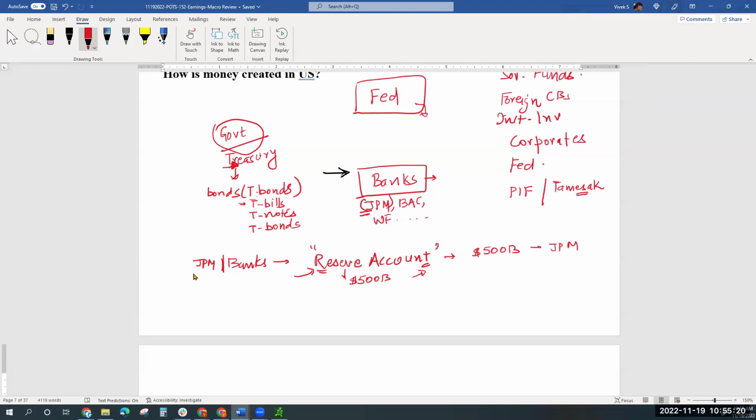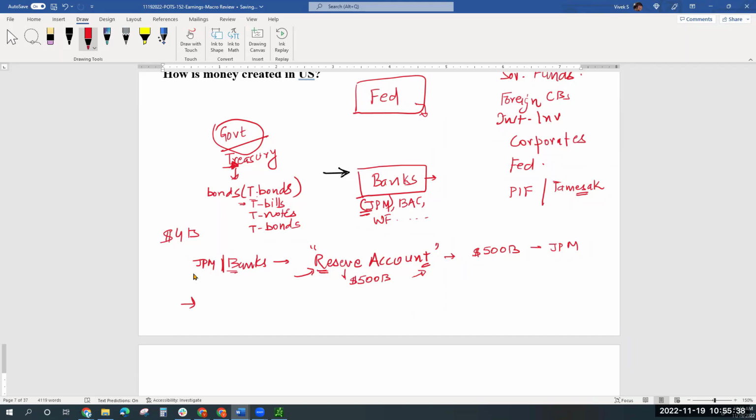So let's say when the Treasury issued whatever, 4 trillion worth of bonds, and the Fed bought those bonds, the Fed went ahead and credited the reserve account that each of these banks maintains with it by that said amount.